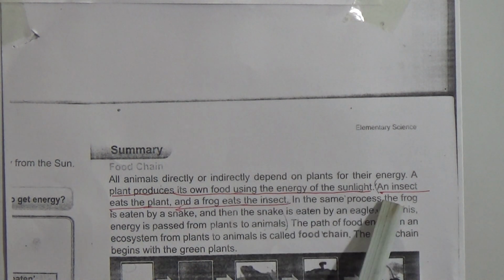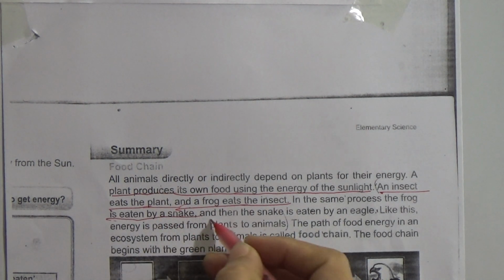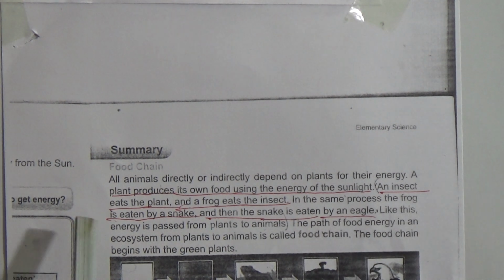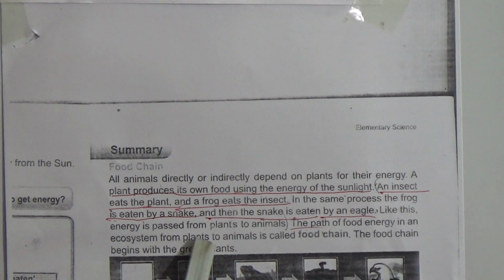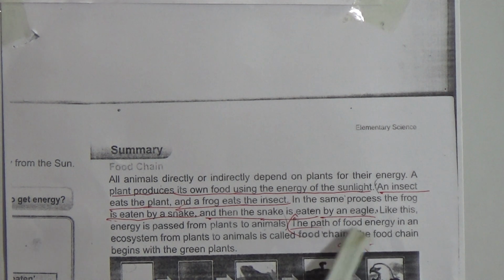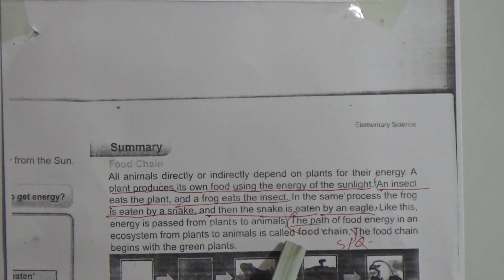And in the same process, the frog is eaten by a snake, and then the snake is eaten by an eagle. And like this, energy is passed from plants to animals. And the path of food energy in an ecosystem from plants to animals is called food chain. So, my dear students, here is the short question answer. What is food chain? The path of food energy in an ecosystem from plants to animals is called food chain.